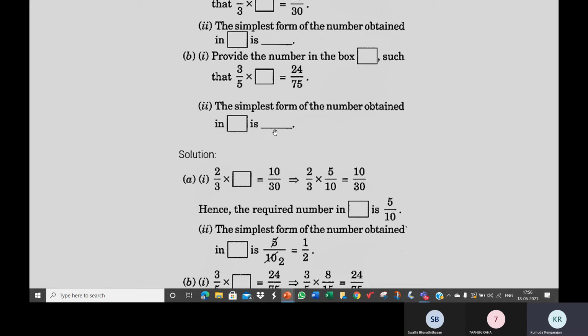Let's not see the answer and get confused. I'll not show you that. So now see here, provide the number in the box. The number in the box is 8 by 15. That's what you said. Anugraha said 8 and Swati said 15. So 3 by 5 should be multiplied by 8 by 15 to get 24 by 75. That's the first answer. The simplest form of the number obtained in that box: 8 by 15 is already in the simplest form. The simplest form is the number itself. It cannot be simplified further. All right? Yes, ma'am.